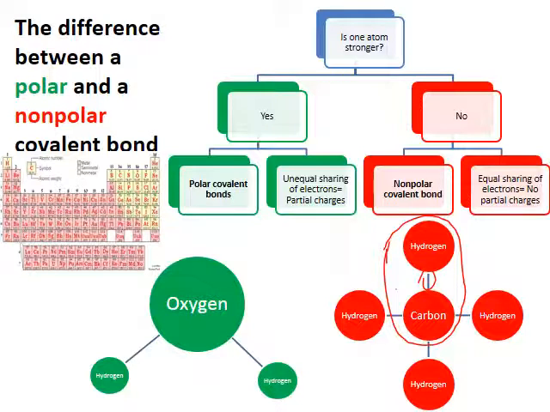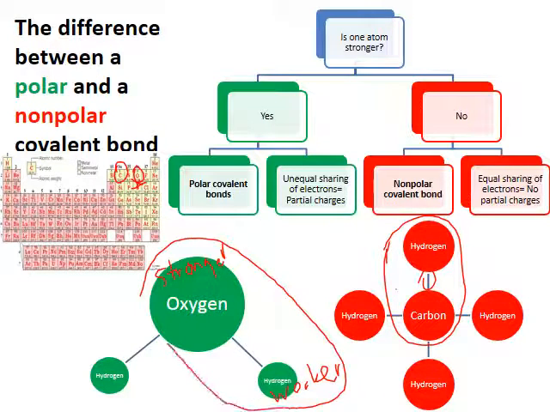If we look on the other side, over here, we see a water molecule. Oxygen's here on the periodic table. Hydrogen has the same strength as carbon, so it's over here. So who's stronger? Oxygen is stronger, and that means hydrogen is weaker. When we look at this bond right here on this side, oxygen is stronger, hydrogen is weaker. When you have one stronger than the other, your answer is yes. That means it's a polar covalent bond.